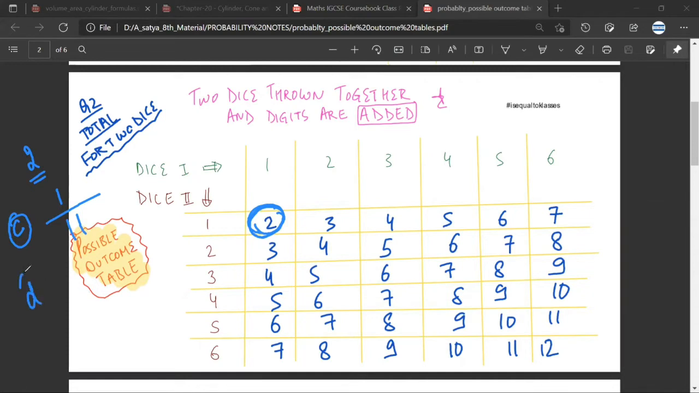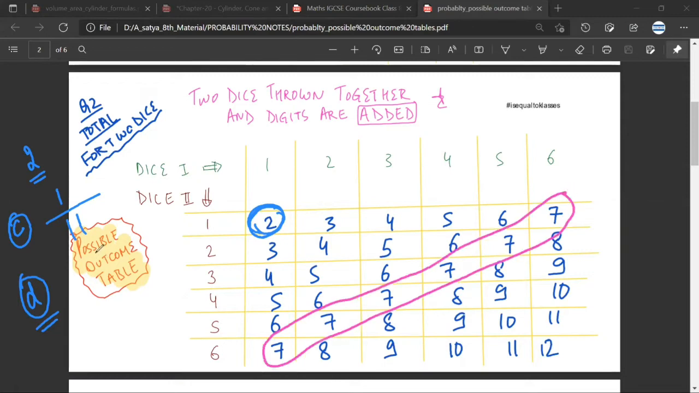Okay. Your D part is find the probability that the total will be 7. Now we just have discussed that 7 is possible in all these cases. So there are 6 such cases and the total number of cases which are available is 11. Any doubts? No. Any doubt?